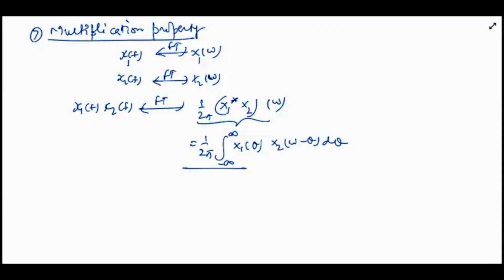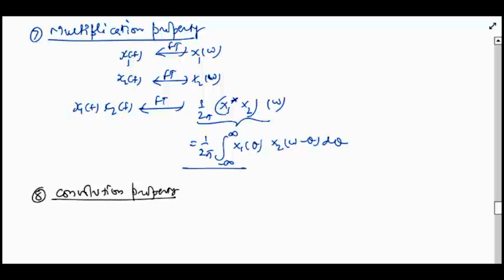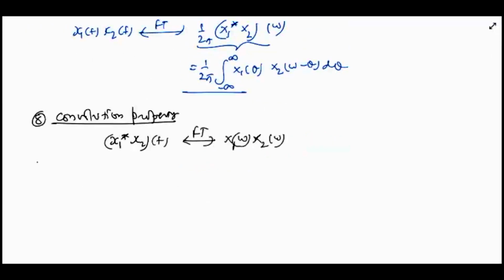The dual of this result is what is called the convolution property, a very important property. We will see many uses of this. So the convolution property says that if x1(t) has Fourier transform X1(omega) and x2(t) has Fourier transform X2(omega), then the convolution of x1 and x2, that is x1 star x2(t), will have Fourier transform that is simply the product of X1(omega) and X2(omega). Let's see an example illustrating this property.